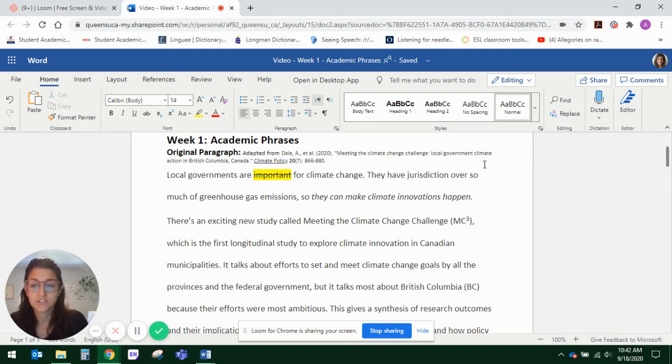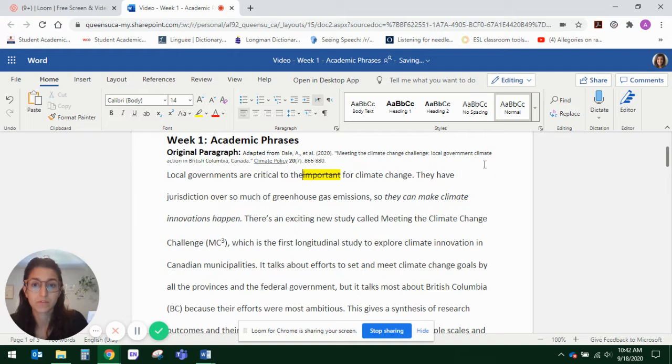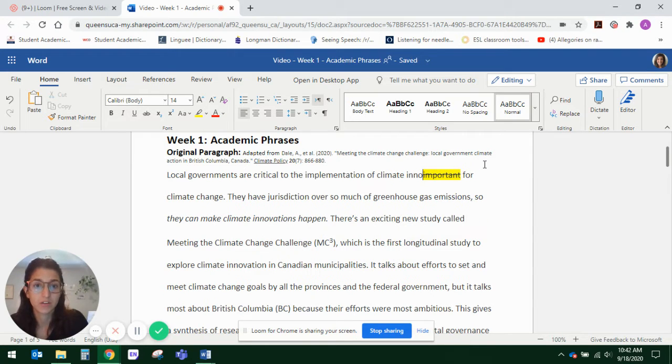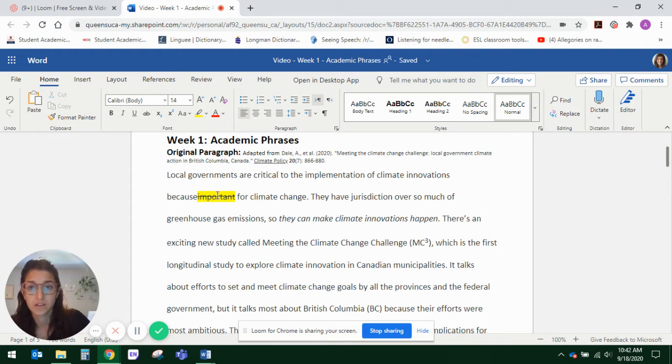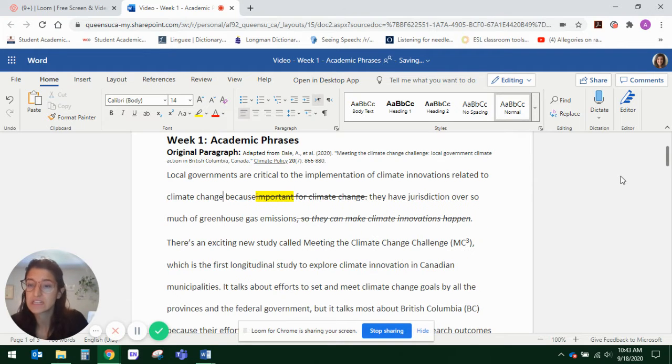So I'm going to change the sentence so that it reads, local governments are critical to the implementation of climate innovations because they have jurisdiction over so much of greenhouse gas emissions. I might even add in here, local governments are critical to the implementation of climate innovations related to climate change, and really narrow in on my topic with some modifiers.